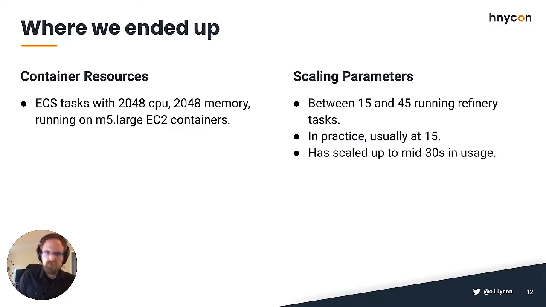And then in terms of replication and scaling, we have it configured to do between 15 and 45 running Refinery tasks. So it would never run fewer than 15, and it would never run more than 45. The former is essentially the amount that would be needed to deal with the load that we would see during a reasonably high volume period. And the latter is the highest we have seen it in testing and that we're confident it would run well at. In practice, it's usually around 15. It very rarely gets above that. We have seen it get up to mid-30s during exceptionally high volume periods, but that's pretty rare.